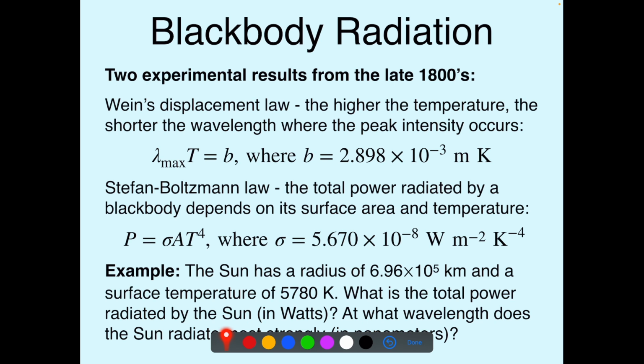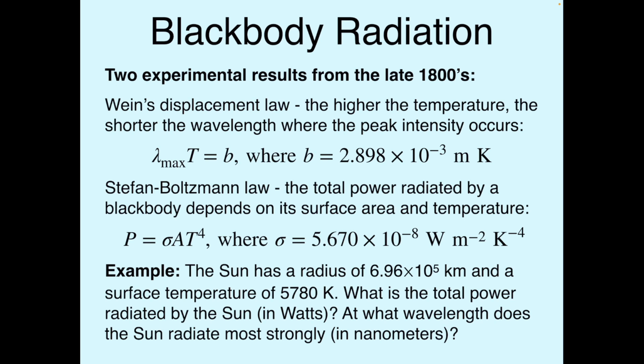Anyway, this constant sigma is 5.670 × 10^-8 watts per square meter per Kelvin to the fourth power. The units are a little weird, but it just makes it so that the P value works out in units of watts, which is our power unit. So let's do an example where we use both of these experimental results.